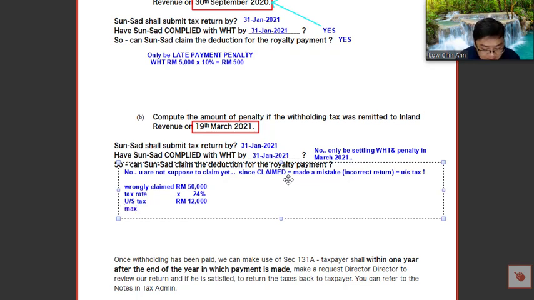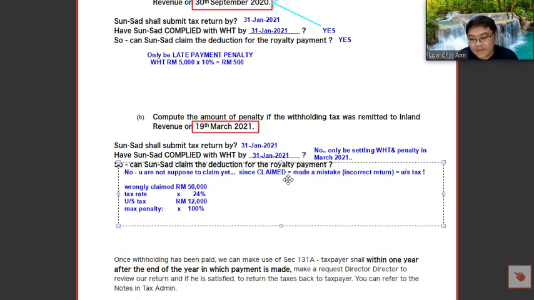Now the maximum penalty. I only use the term maximum penalty and I won't use the word 45%, because in the exam we follow the law. Sometimes questions will state the rate and say, please use 45% as your penalty rate. But if they don't state it, you can just assume that the maximum penalty is 100%. So as a result, your penalty for incorrect return is actually 12,000.